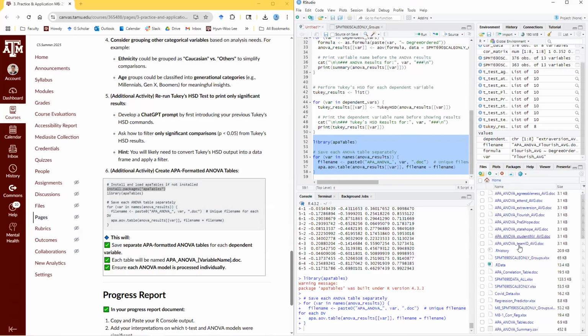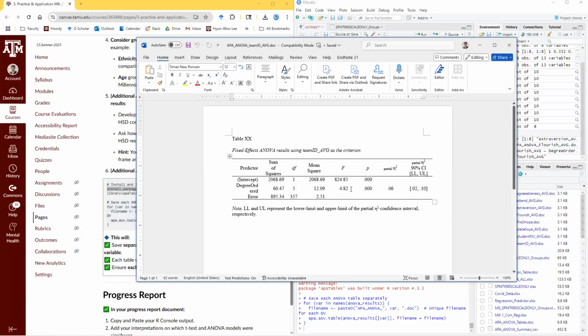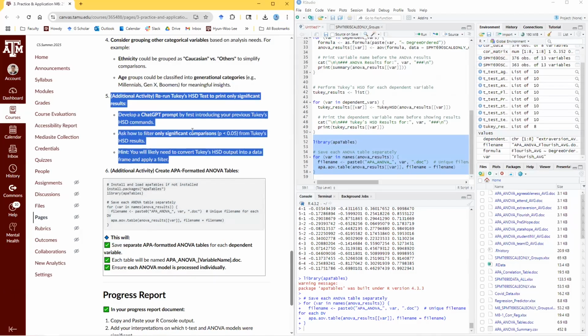And now you see that ANOVA tables are generated for each variable. So we had a significant difference in team ID, right? So let's see how that Word file looks. It's going to look like this. So this is the APA style report of an ANOVA test. This is a cool feature. And let me show you how you might want to do this additional activity.